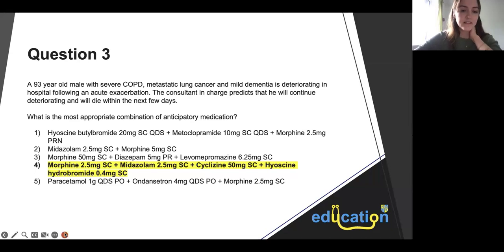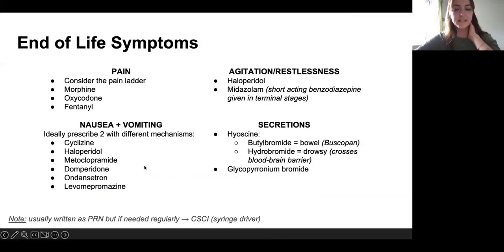But if I move on to the next slide, the reason 4 is the correct answer is because if you think about end of life or palliative care medications, or what we call anticipatory medications, you can group them into 4 groups, and we tend to prescribe all of them first of all in the PRN section, because all of these are medications that can be administered at the end of life, and so they should be on the drug chart so that if a patient would need them, the nurses can give them. So obviously the first group is pain.